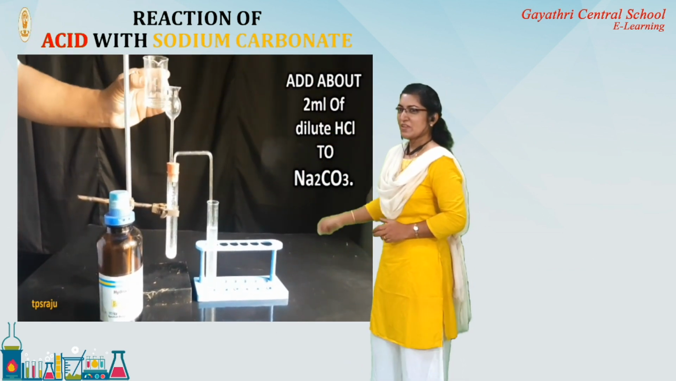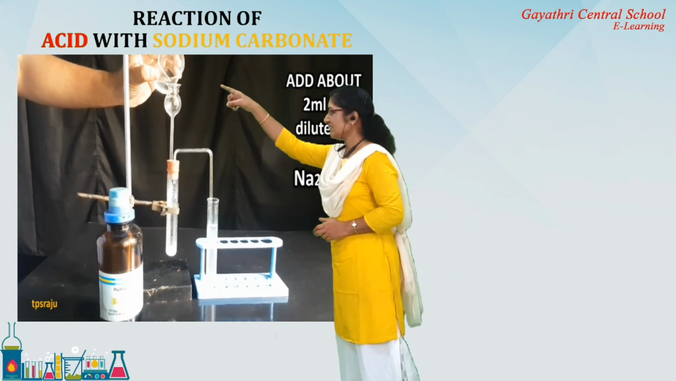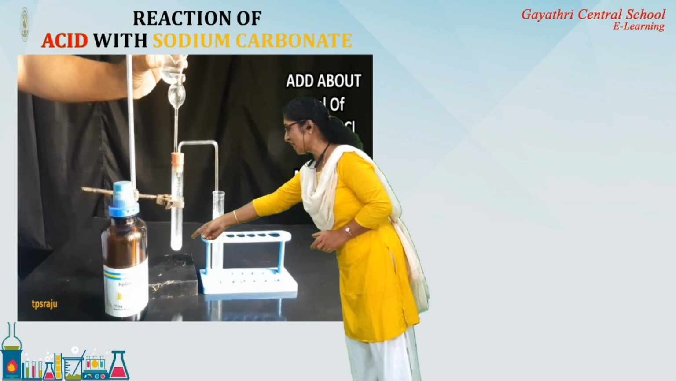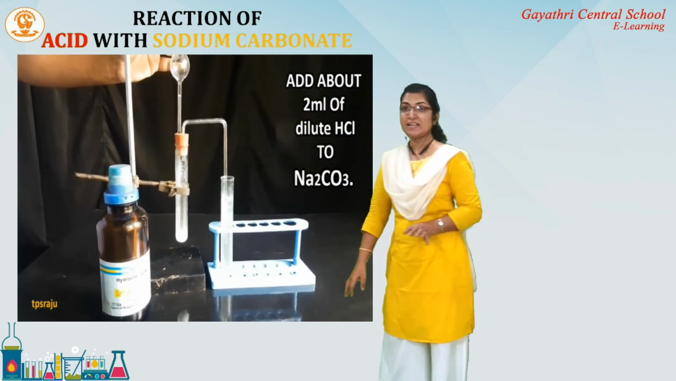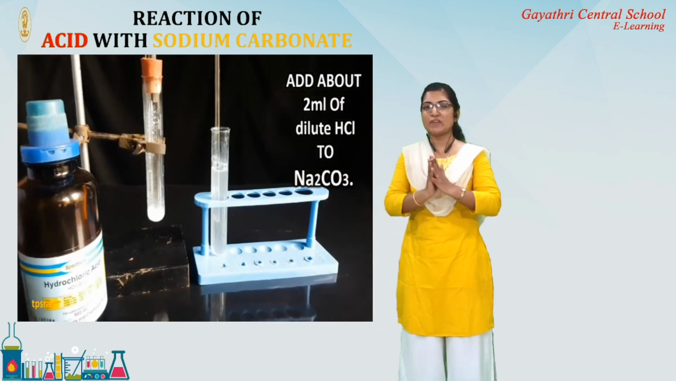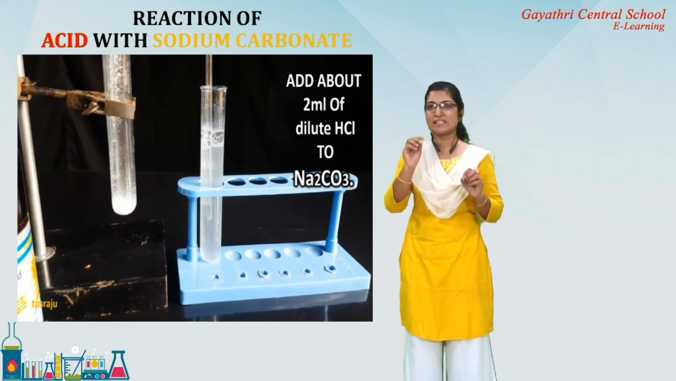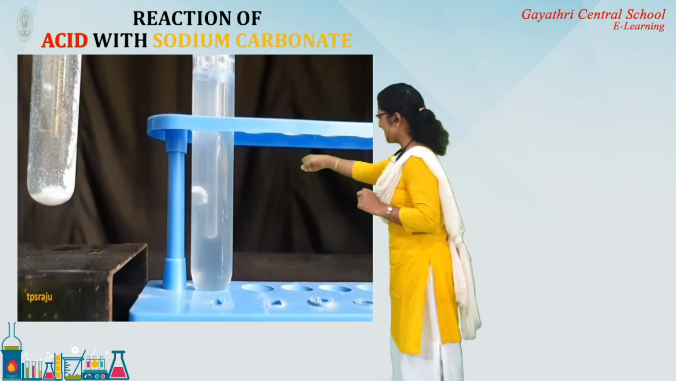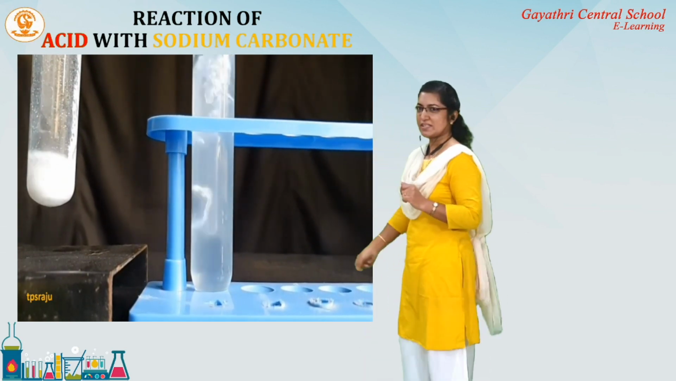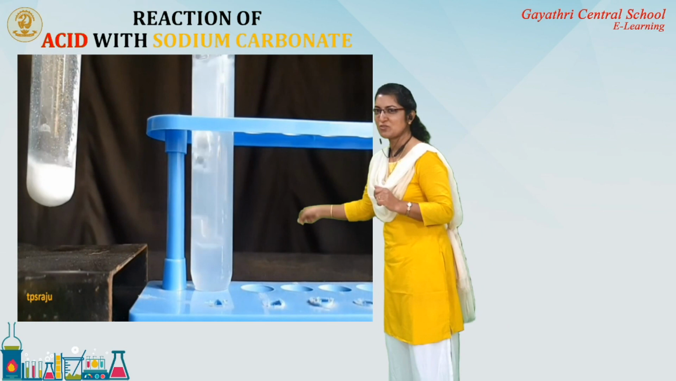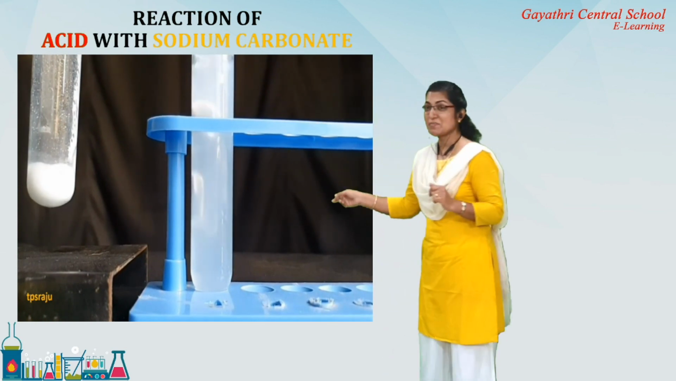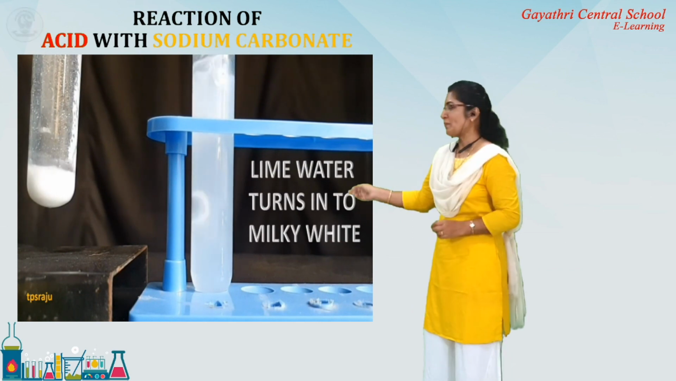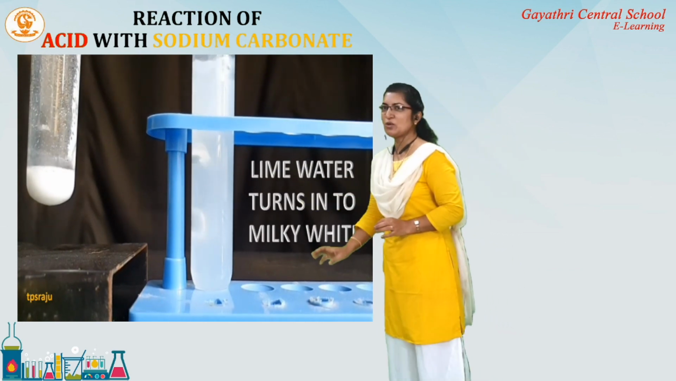When we put hydrochloric acid, it will react with the metal carbonate, sodium carbonate, present inside the test tube. Immediately a reaction will take place. You can see bubbles of gas being evolved, isn't it? Those bubbles of gas are passing through the lime water. When it is passed, what is happening to the lime water? After some time, it turns milky.